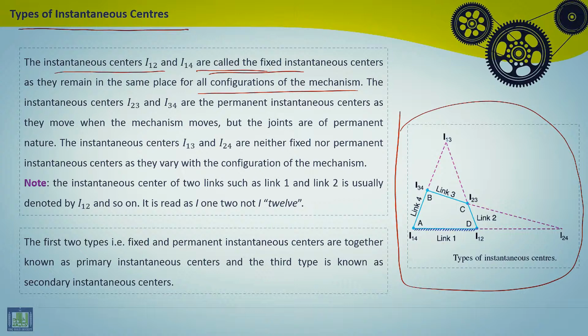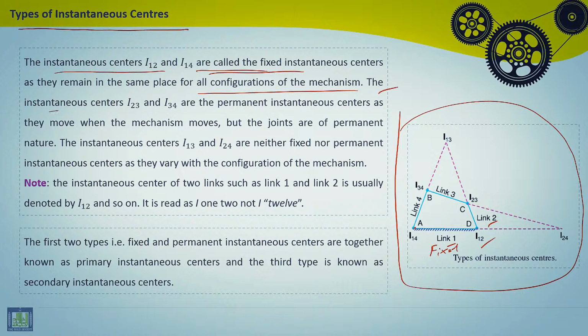Here, I12 is the center of rotation between link 1 and link 2. And it is fixed to link 1 and link 2 both. Known that link 1 is fixed to the ground, so I12 is fixed also. So it is called fixed instantaneous center of rotation. Same thing for I14. So the configuration of the system, if link 4 makes rotation or link 2 makes rotation and link 3 moves, I14 and I12 remain in the same place.